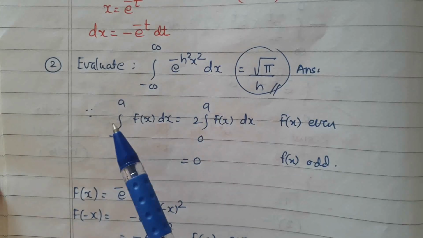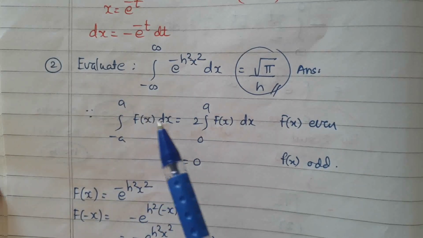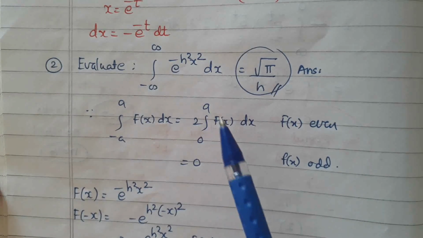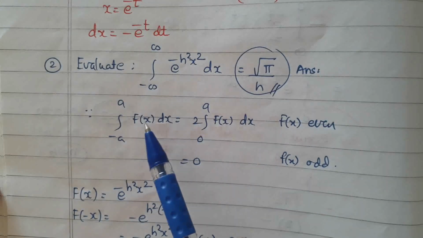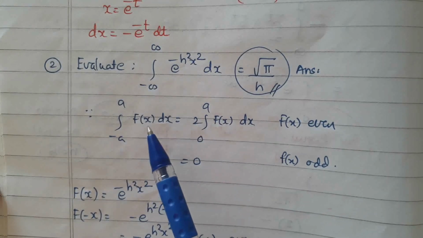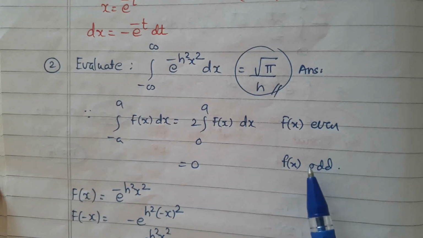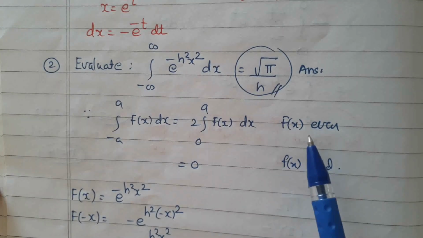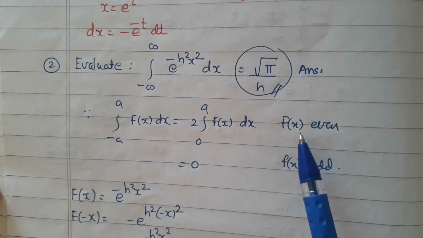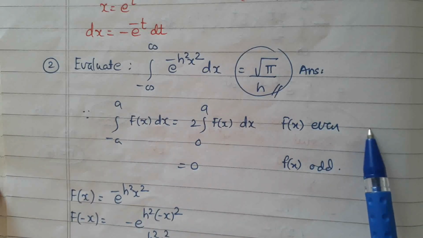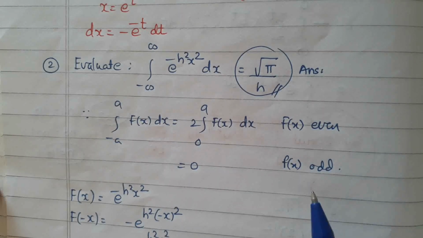We know that integral minus a to a f of x dx becomes 2 times integral 0 to a f of x dx if the function is an even function, and the result becomes 0 if the function is an odd function. We know the way to check the even and odd function. In the given function, replace x by minus x. If the result is f of x, it is called an even function, and if the result is minus f of x, the function is an odd function.